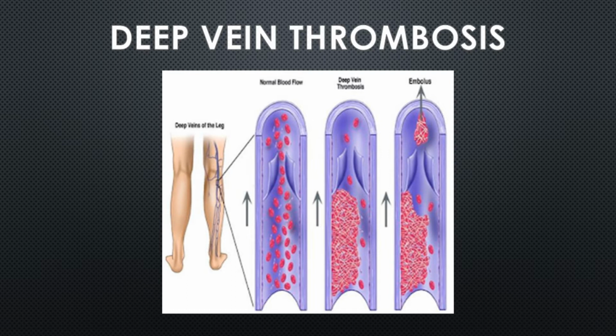This is when a blood clot forms inside deep veins in your legs or pelvis. The clot blocks blood flow and causes pressure to build up in the vein. Part of the clot can break away and move through your bloodstream to your lungs. When this happens, it's called a pulmonary embolism.